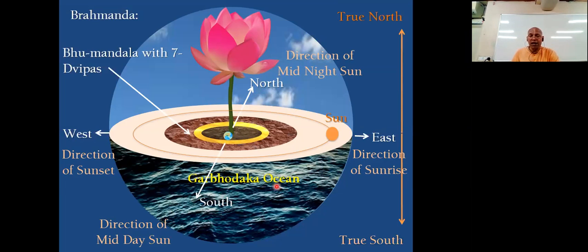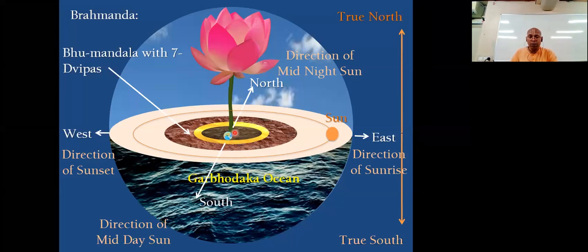But in reality, for a 3D universe, this is the true north. The upper side, in which Satyaloka is situated, is the true north. The bottom side, in the direction in which our Garbhodaka ocean is situated, is the true south. But this we can correlate with our practical experience. So though in relation to Bhumandala, the sun is traveling in a horizontal plane like this.